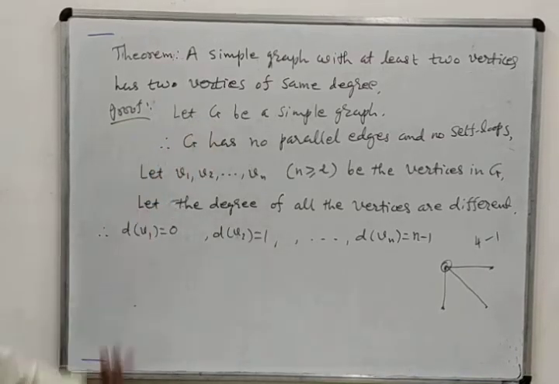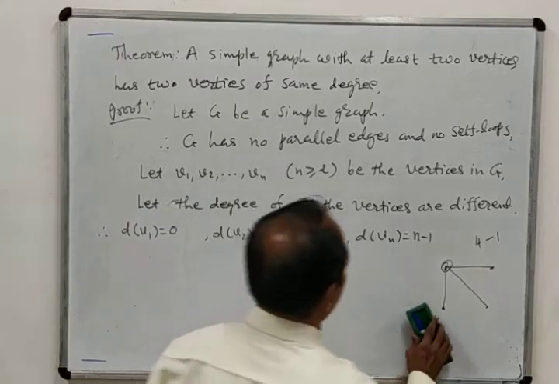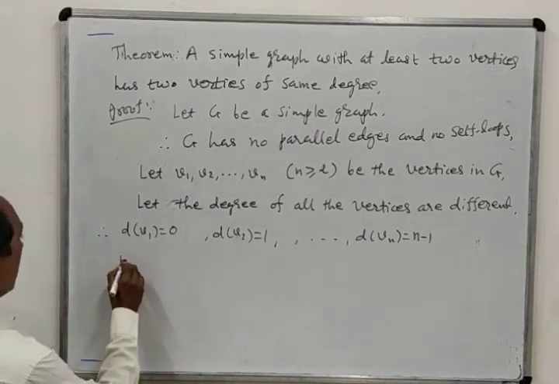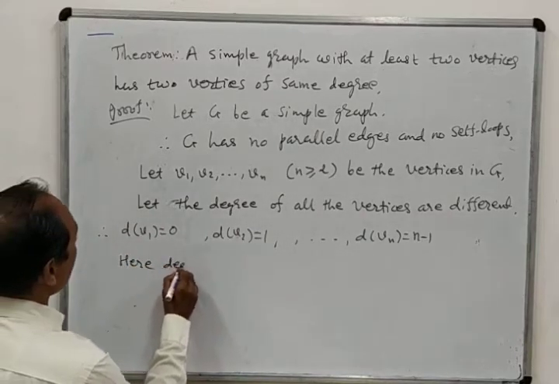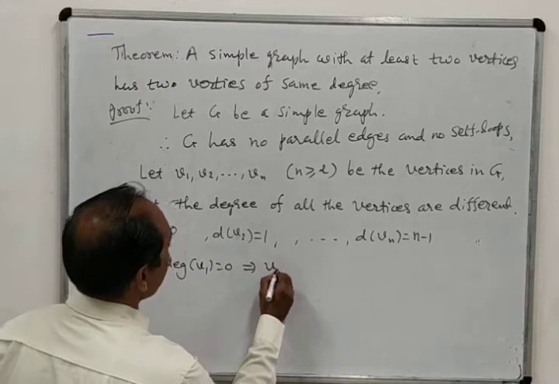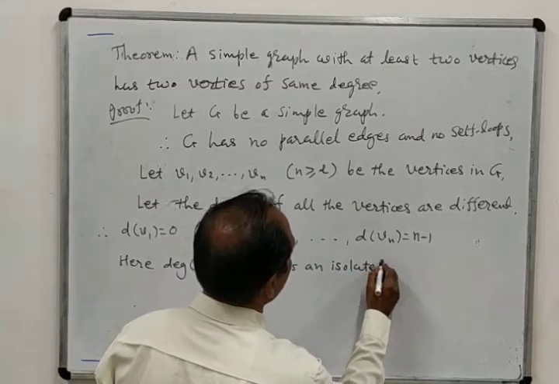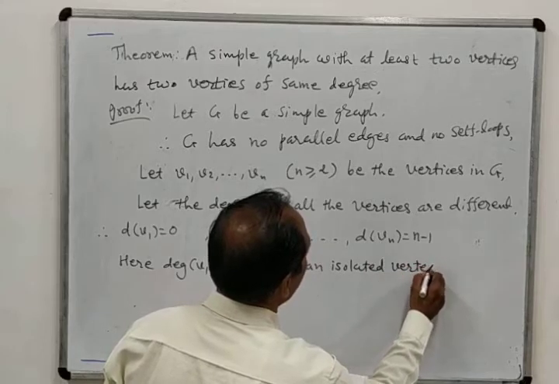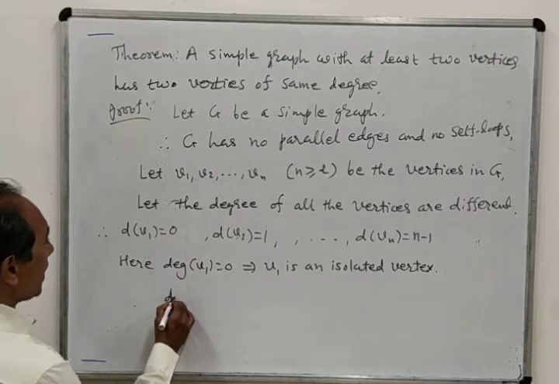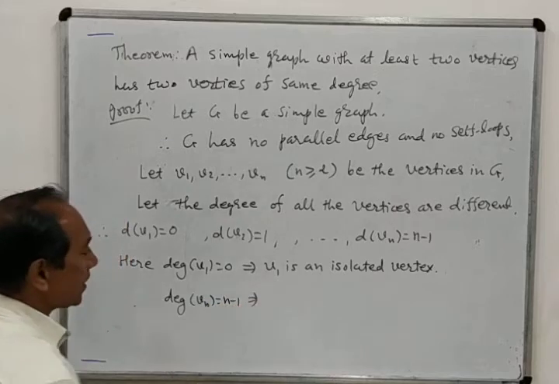Actually we want to prove this one. So what will we do now? So now, here degree of V1 equal to 0 means what can we say? We can say that V1 is an isolated vertex. Okay? And we have already defined this one. V1 is an isolated vertex. And degree of Vn is n minus 1. So degree of Vn is n minus 1, that means what?